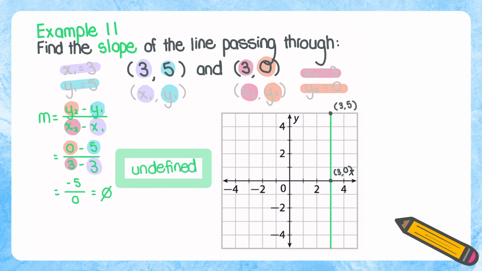And looking at this graph, notice that the 2 points, or the line going through the 2 points, is a straight vertical line. There's no change in x. We're not running left or right, which is why we had 0 in the denominator, and thus making the slope undefined.